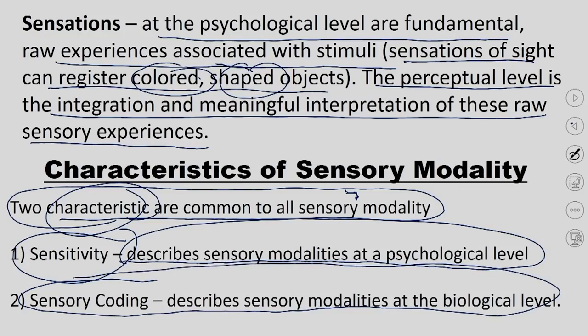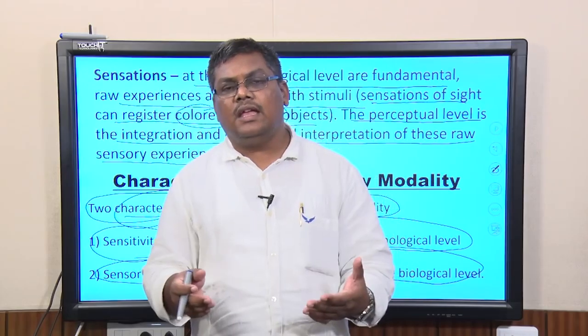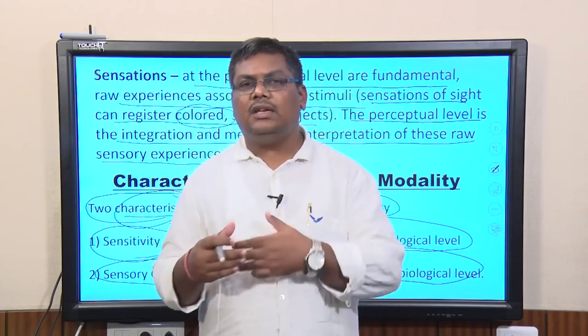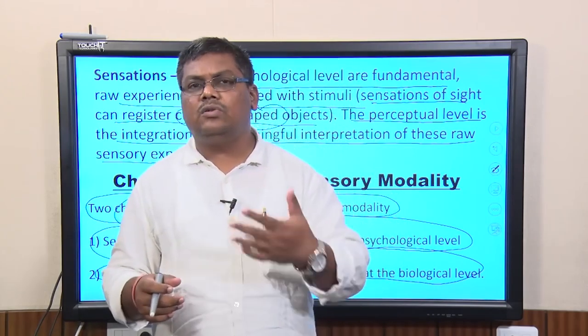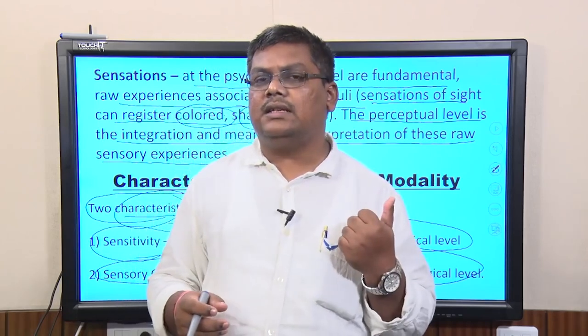Now, sensory coding in terms of the multimeter is how the circuit is actually passing the current. What is the way in which the circuits are aligned so that the multimeter is actually working? In terms of human sense organs, the sensitivity is how accurate your sensory system is, which means that at the psychological level, what is the quality of information that the sensory system is giving you? Can it give you color? Can it give you hue? Can it give you saturation? Can it give you figure and background? And so on. So how accurate is the sensory system?